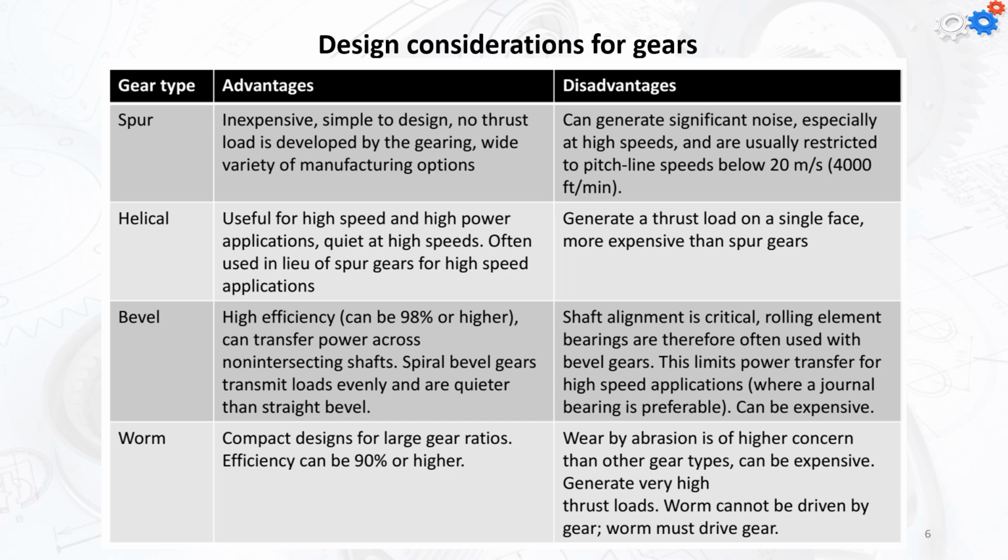The disadvantage is that the shaft alignment is a critical issue. The rolling element bearings are therefore often going to be used for the bevel gears, and this will limit the power transfer for the high-speed applications where the journal bearings are going to be preferable, and can be expensive again because of their complexity.